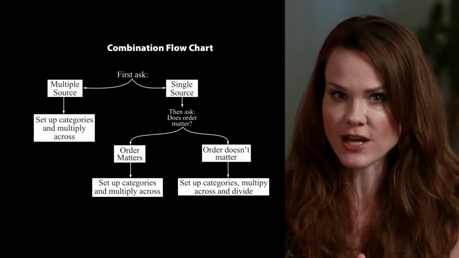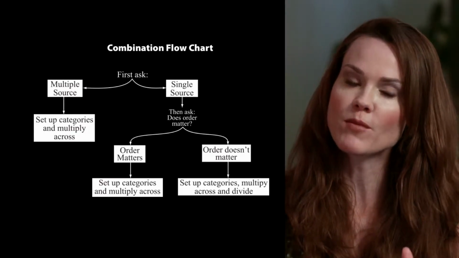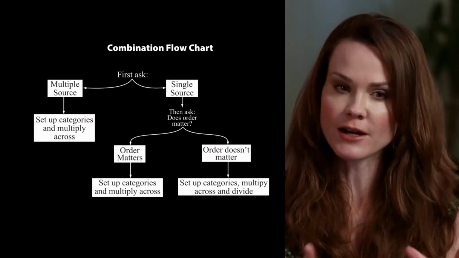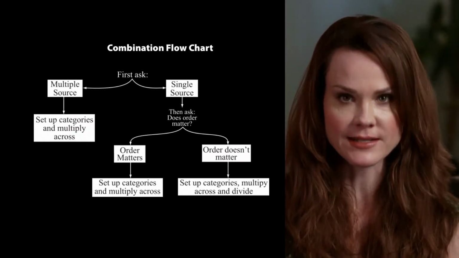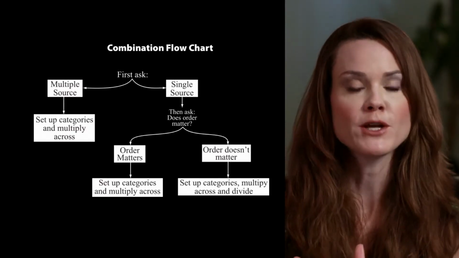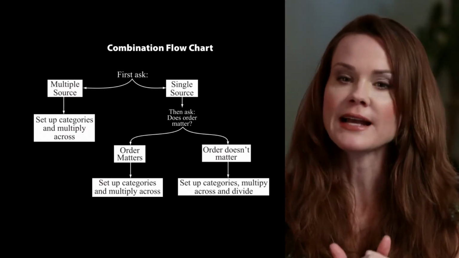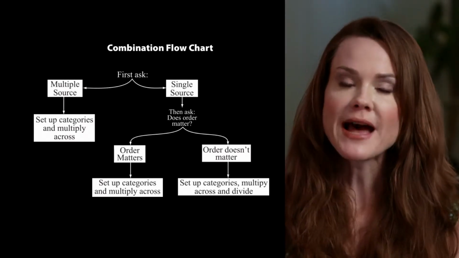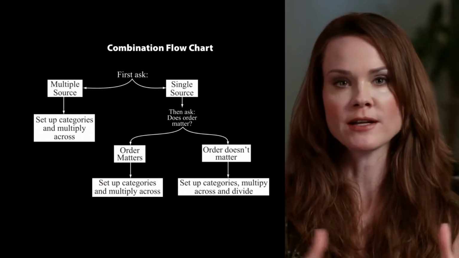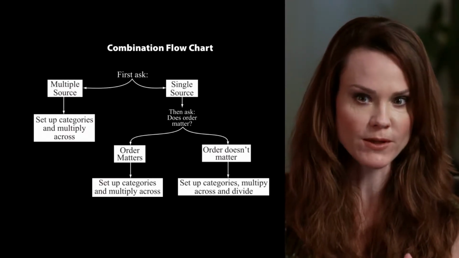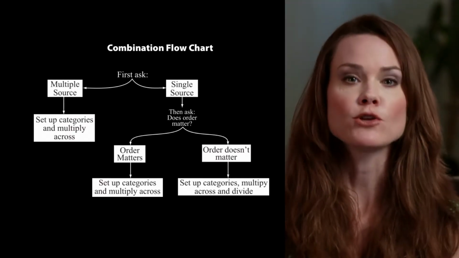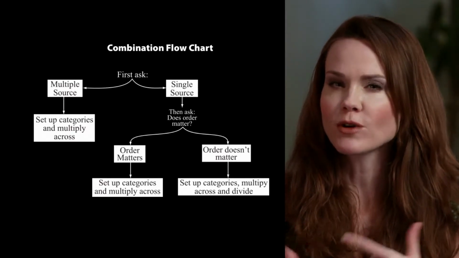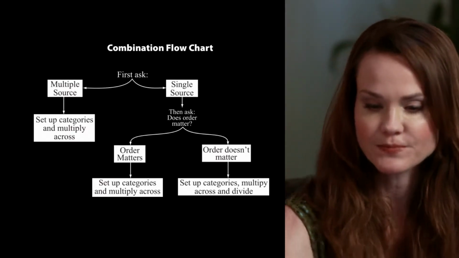So the first question you ask yourself is, am I on a multiple source problem or am I on a single source problem? If you're on a multiple source problem, you set up categories and you multiply across, simple and easy. If you're on a single source problem, you have to ask yourself another question. You then ask, okay, does order matter or does order not matter? If order matters, you set up your categories and multiply across, the same as you would a multiple source problem. If order doesn't matter, you set up your categories, you multiply across, and divide. So we'll go into detail with each of those so it makes more sense.